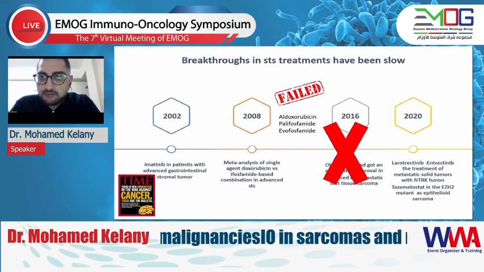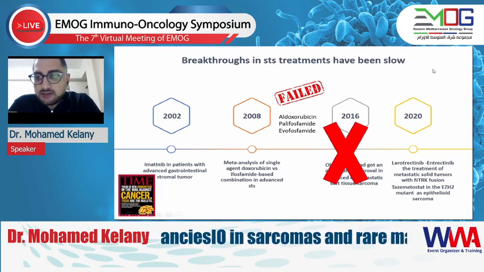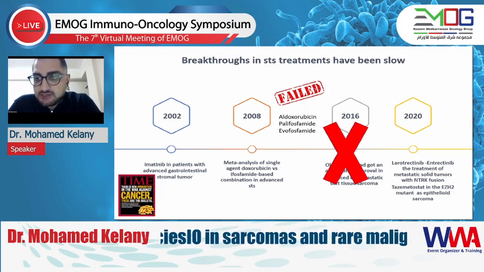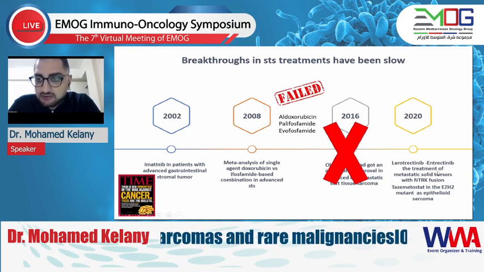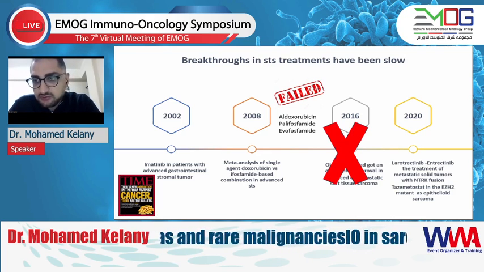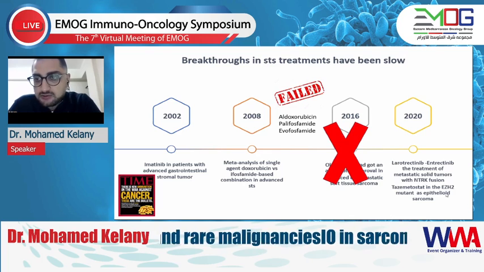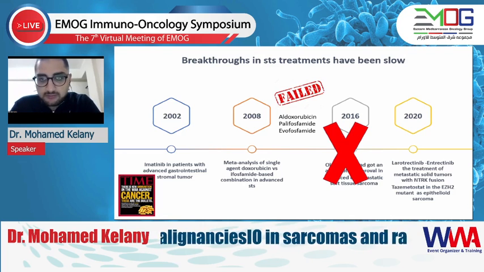Lastly, in 2020, we approved, in NTRK fusion metastatic solid tumors, entrectinib or larotrectinib in the treatment of metastatic solid tumors, including sarcoma, in pediatric and adult soft tissue sarcomas. Also, in EZH2 mutation, tazemetostat is approved in epithelioid sarcoma.